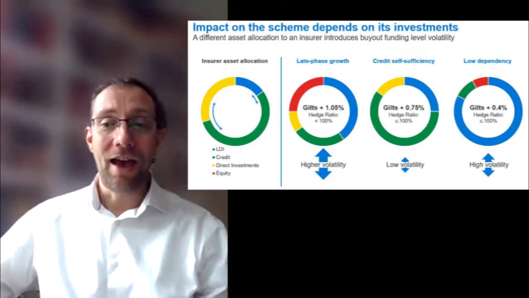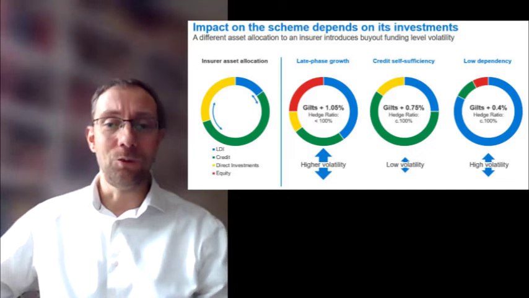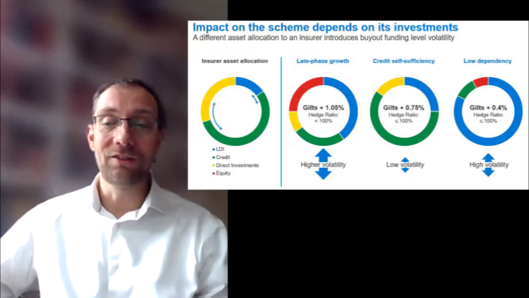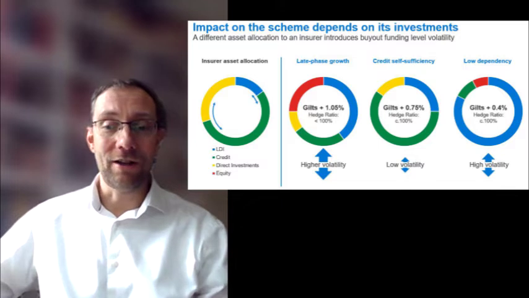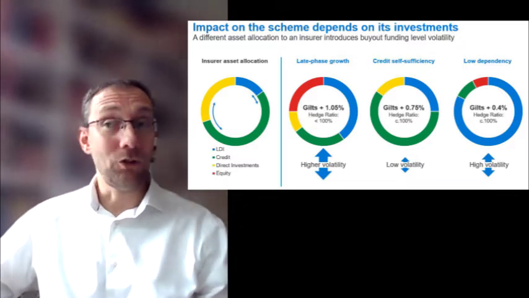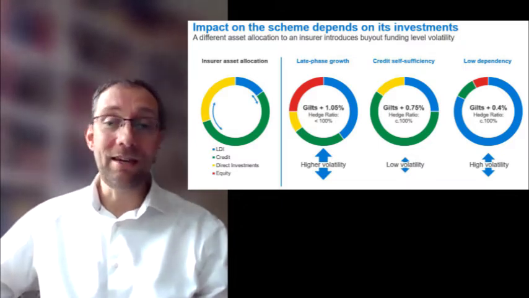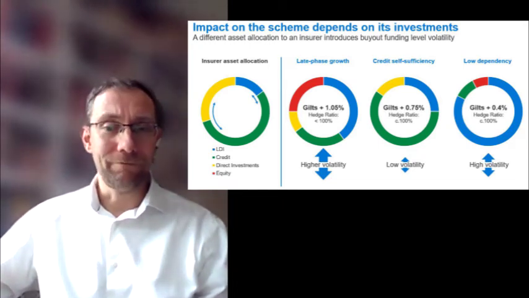The first one has equities and is slightly underweight credit. The second one has no equities and is very highly weighted to credit. And the third one has a relatively modest allocation to the two. And what that means is that the funding level volatility for these three schemes will run around quite widely.